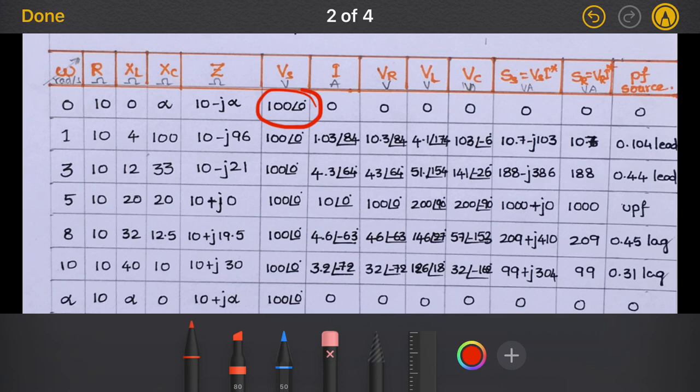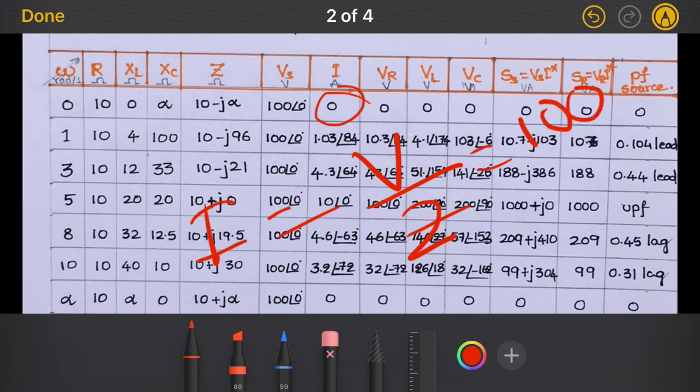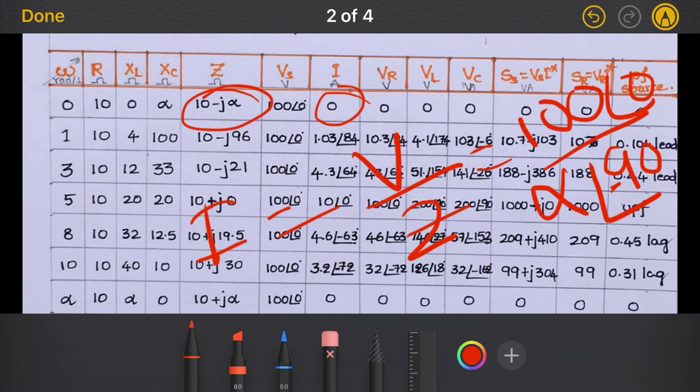And coming to the supply current, I equals V vector by Z, that is 100 at an angle 0 divided by this impedance. The polar form is infinite at an angle minus 90 degrees. If you convert that impedance into polar form, that is infinite at an angle minus 90. So this gives us 100 by infinite, that is 0 at an angle plus 90 degrees. That is what this I vector here is, 0 at an angle plus 90. Clear?